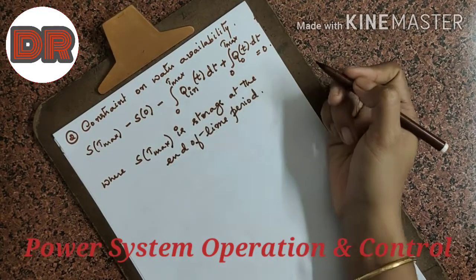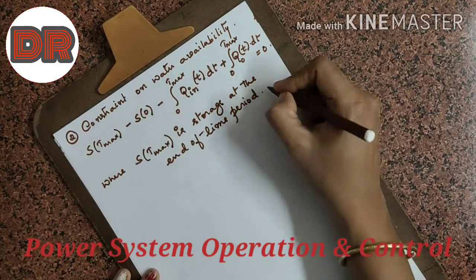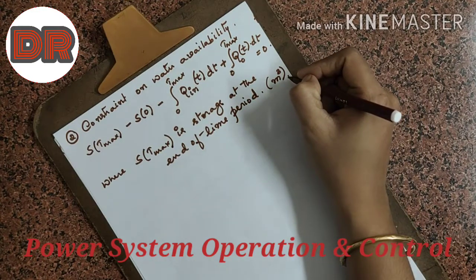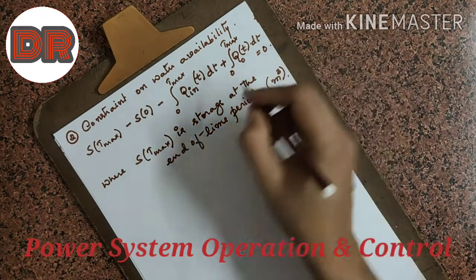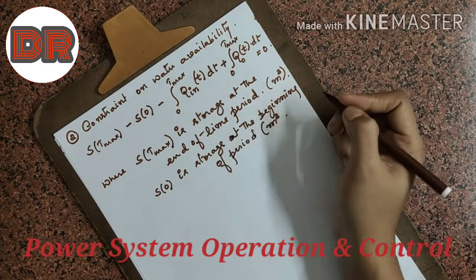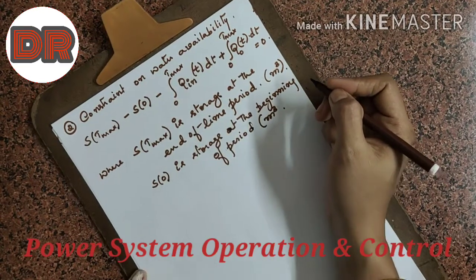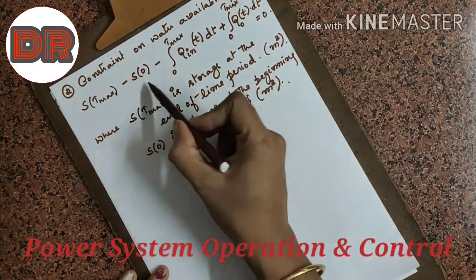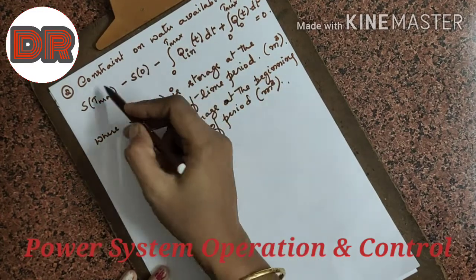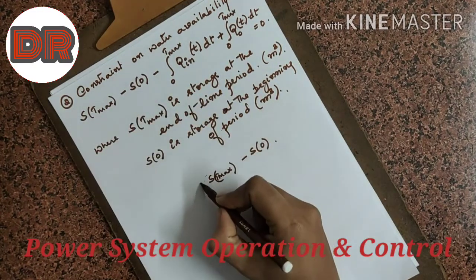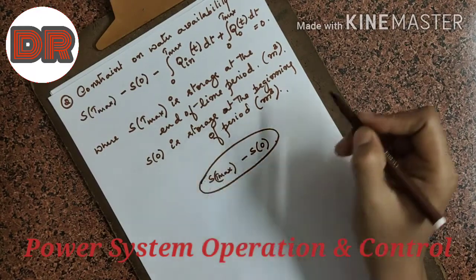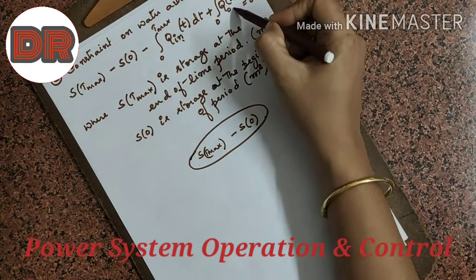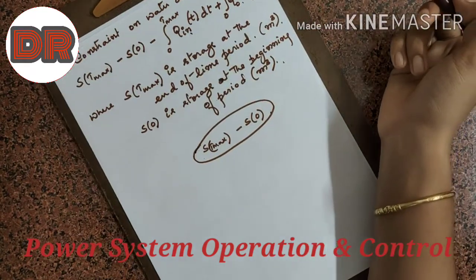where St max is storage at the end of time period and which can be given in meter cube. Since it is volume of water, we have to write in terms of meter cube. And S0 is what? S0 is storage at the beginning of time period. So it is also in meter cube. Now this is the constraint on water availability. So St max minus S0 gives you the water available in the reservoir. So this is water inflow and this is water discharge.